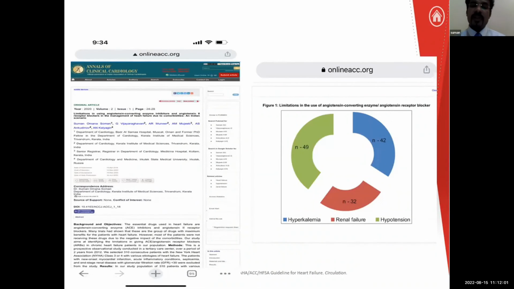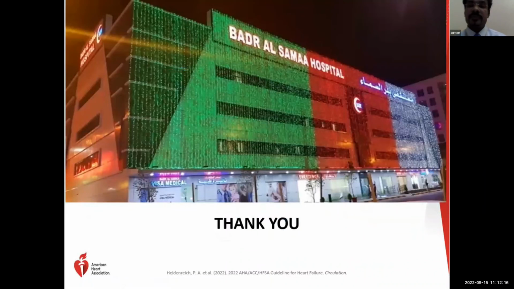So these are the clinical scenarios. Treatment guidelines are there, a lot of beneficial drugs are there, we have trials, but this current scenario is the result. So heart failure is not an easy condition to treat, so it is better to prevent all these things. Thank you for patiently listening.